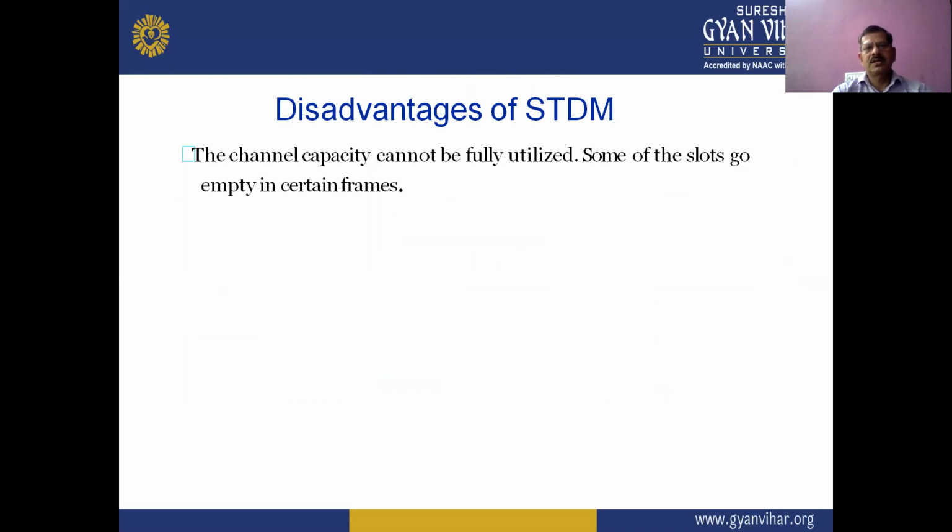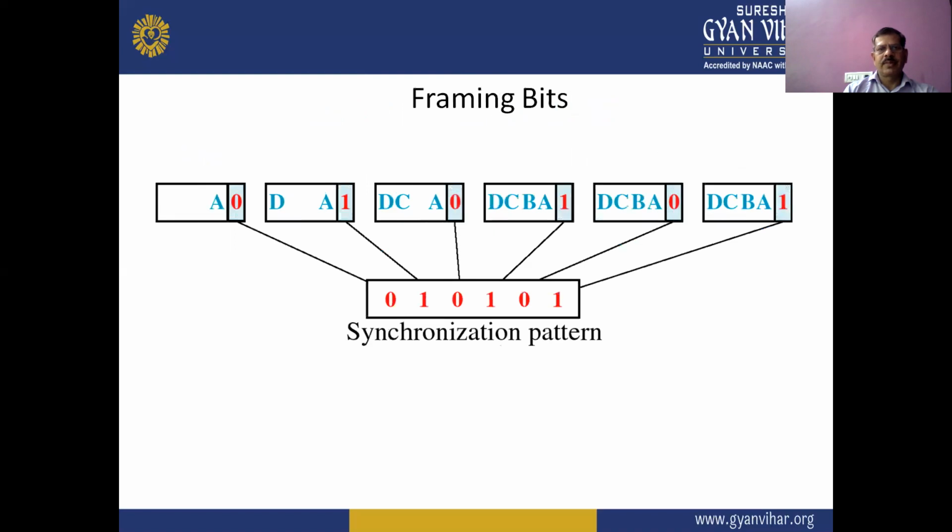What is the disadvantage of STDM? In STDM, the channel capacity cannot be fully utilized. Some of the slots go empty in certain frames. So this is the disadvantage of the STDM system. This figure shows the framing of bits, the synchronization pattern of the framing bits.